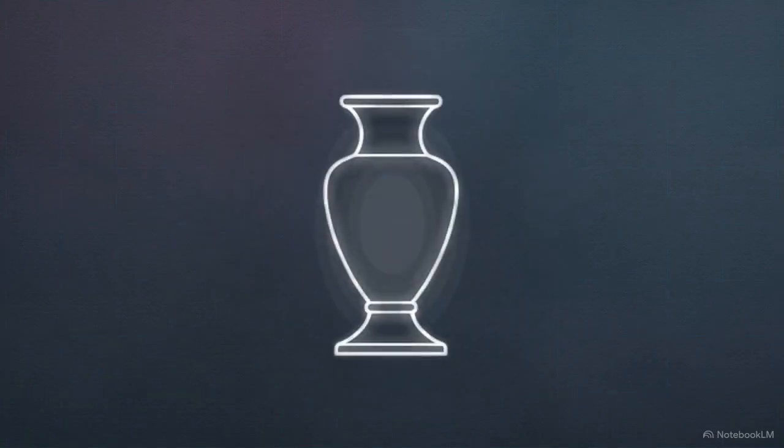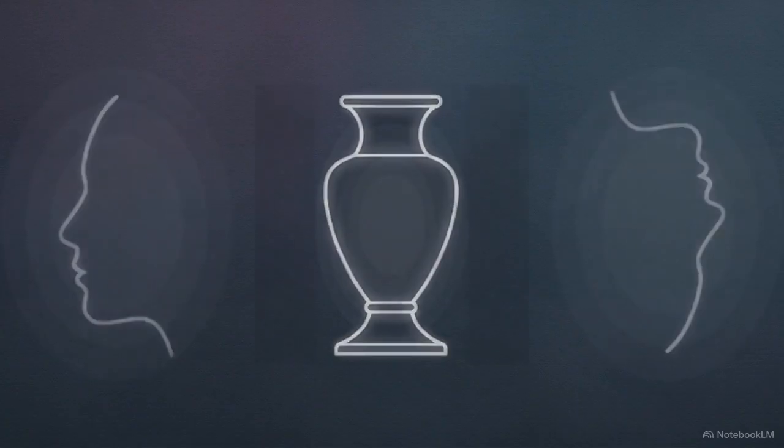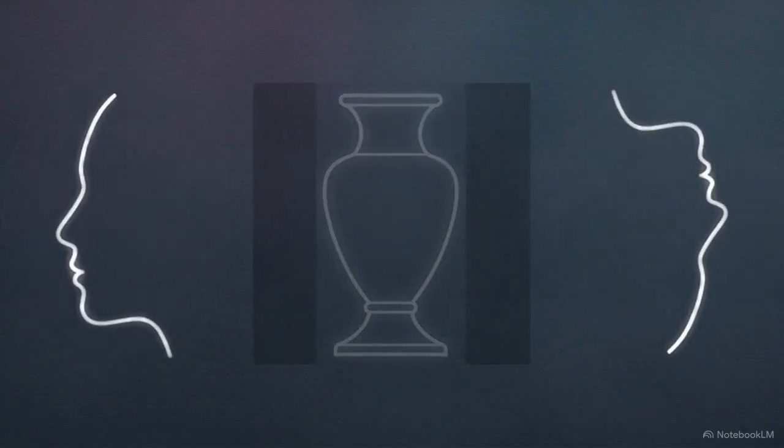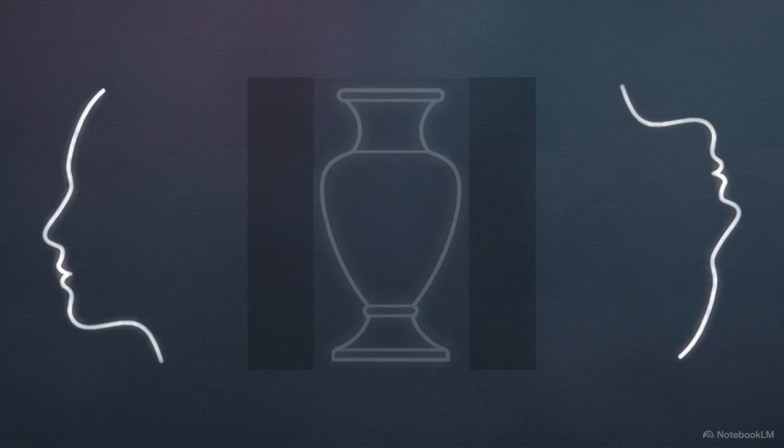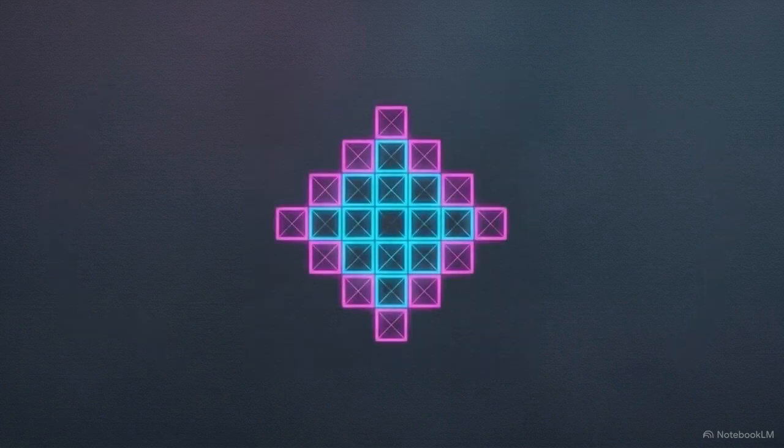Think about the famous Rubin vase illusion. If you stare at the center, you see a single continuous object. But if you shift your mental framing to the negative space, that exact same silhouette instantly resolves into two human profiles facing each other. This is the shape created by the fourth iteration of the square buildup algorithm.